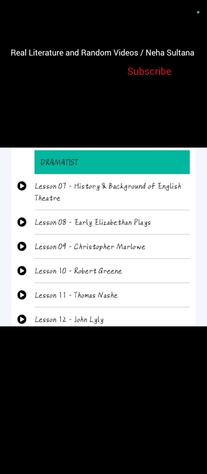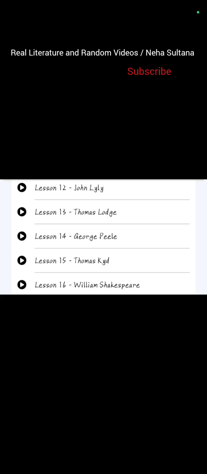Lesson number 7 is about the history and background of English theatre. And lesson number 8 is about early Elizabethan plays, and Christopher Marlowe. And the 10th one is Robert Greene, Thomas Nash, and John Lyly. Then John Lyly, Thomas Lodge, George Peele, Thomas Kyd, and William Shakespeare.